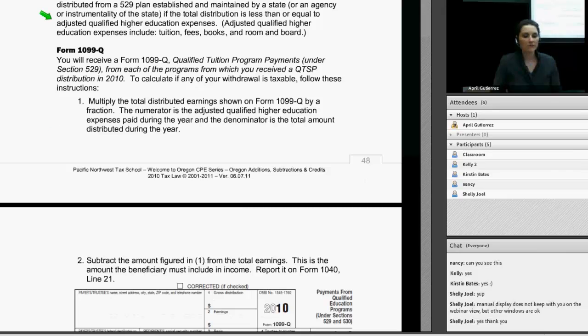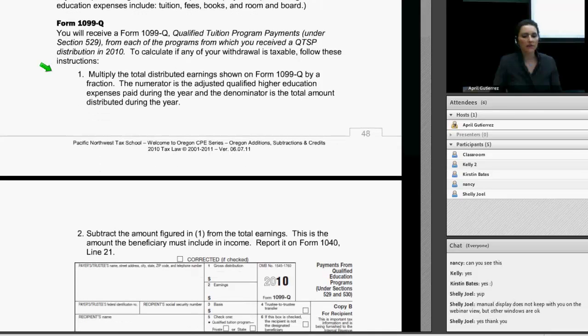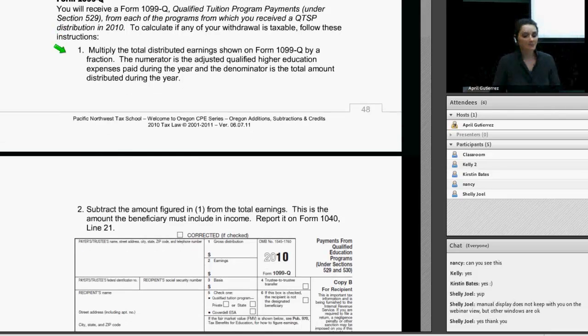Form 1099-Q. You will receive a Form 1099-Q Qualified Tuition Program payment under Section 529 from each of the programs from which you received a QTSP distribution in 2010. To calculate if any of your withdrawal is taxable, follow these instructions. Now this year I looked at 2 tax returns for 2 new clients who both had distributions from qualified tuition savings plans in Oregon last year, and the money was spent on qualifying education, and their darn accountants put it in income. It was like, what? Essentially what they had was CPAs or tax preparers who got a 1099-Q and didn't know what to do with it, so they put it in income.